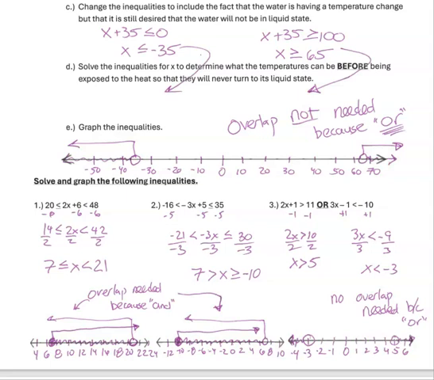And then when we solve the other or problems, you end up not needing any overlap. So I graphed that, and since they were both greater than or less than, it was open dots for both of them.